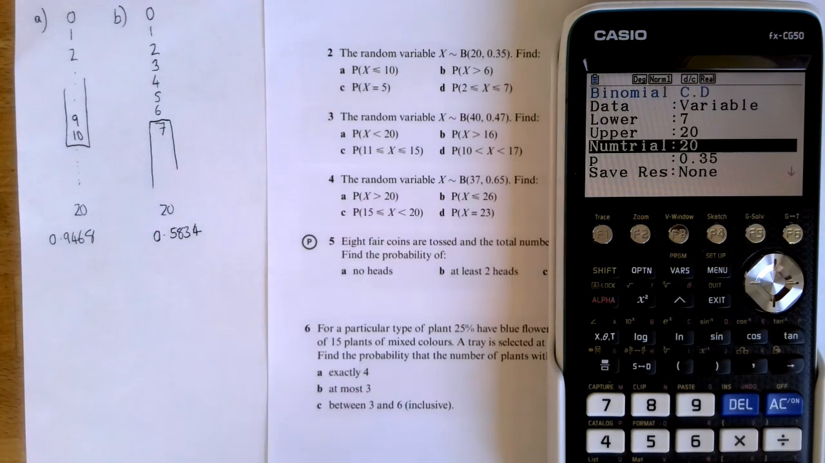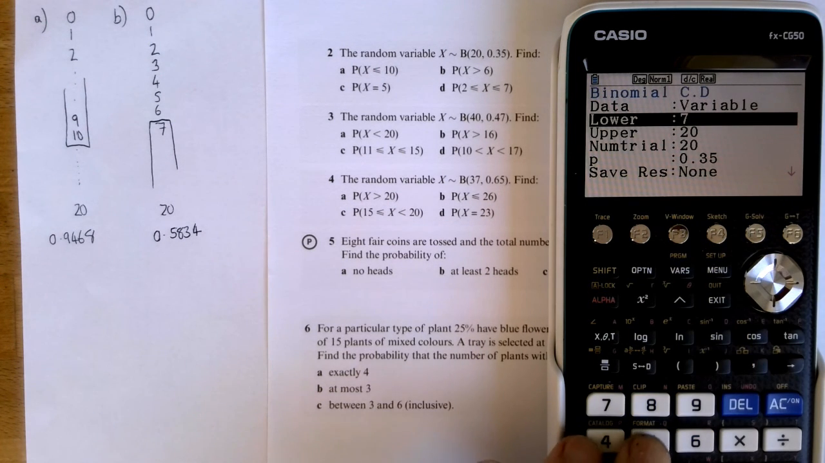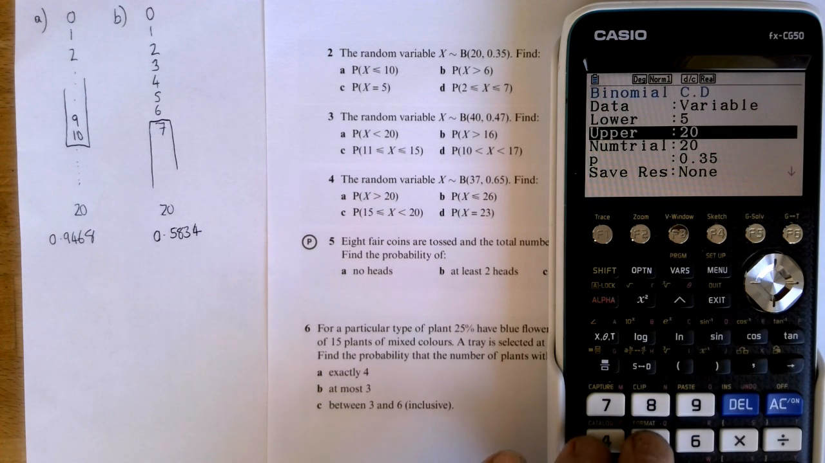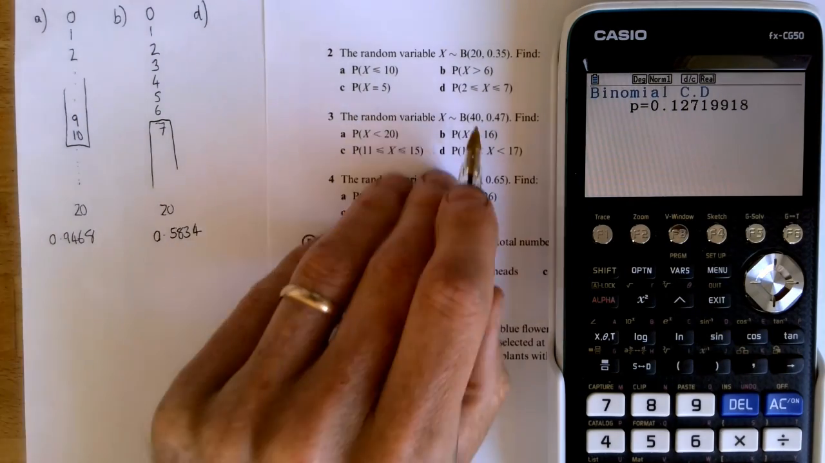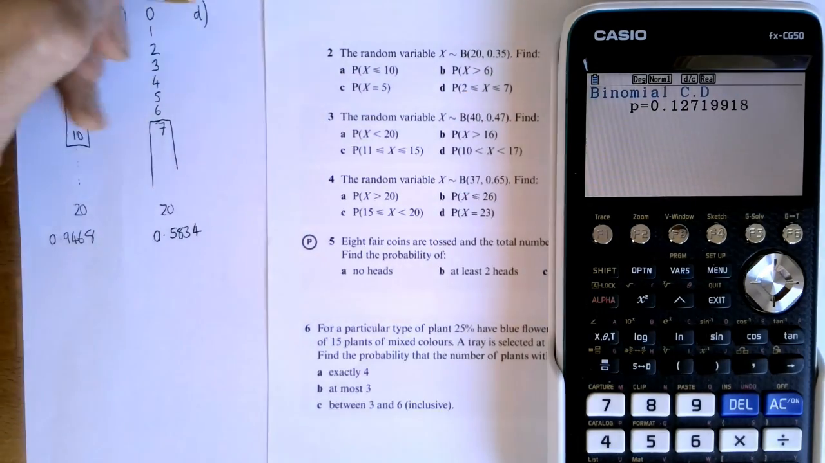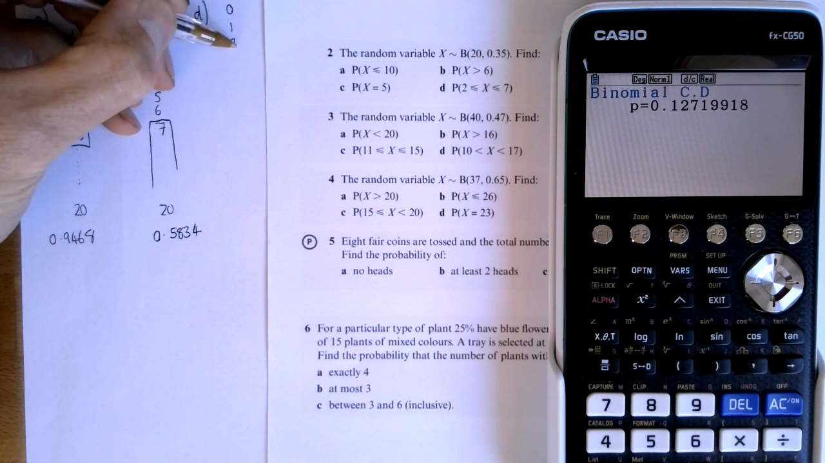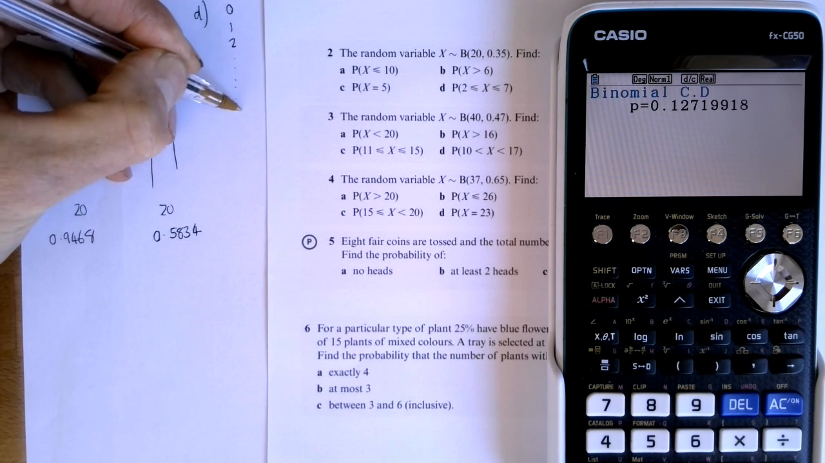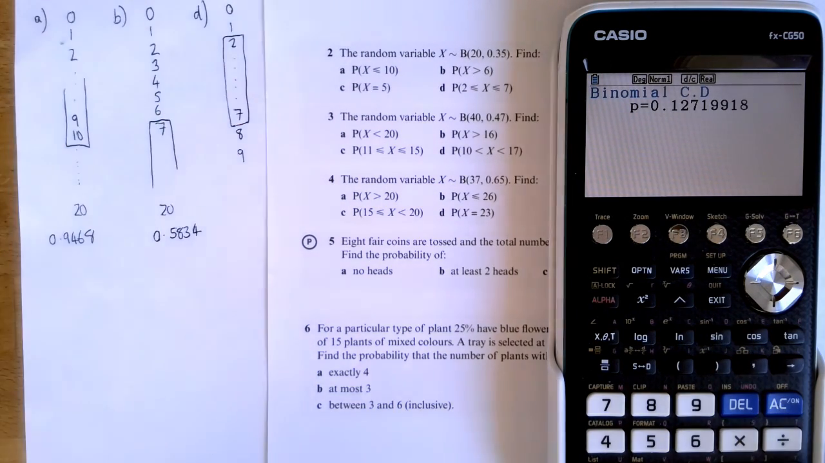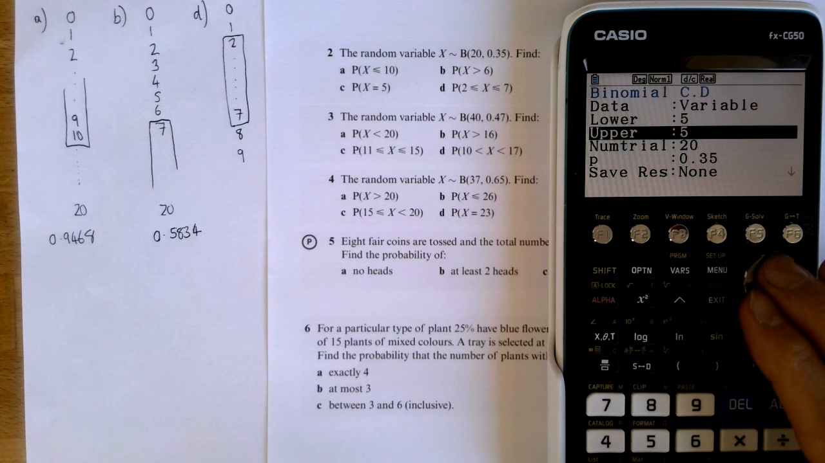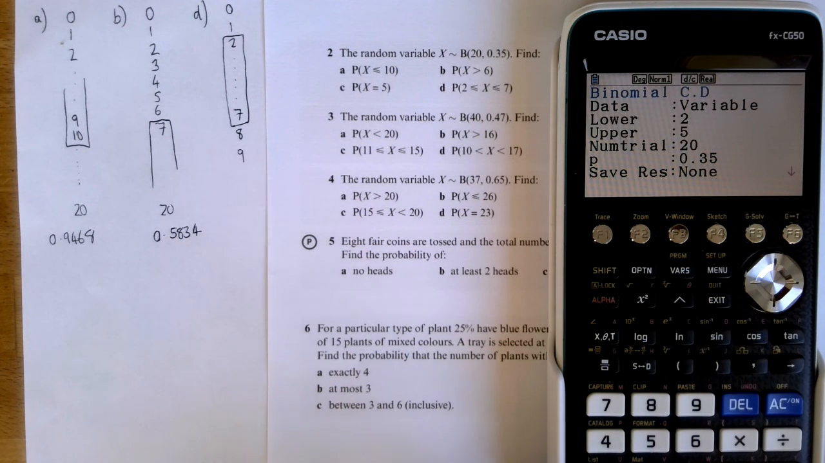X is equal to 5. Well, we did that yesterday, didn't we? We just did a lower and upper of 5. So the same value gives us that one. And then part D, it's probability that x is between 2 and 7, including 2 and 7. So we're going to put a lower of 2 and an upper of 7.